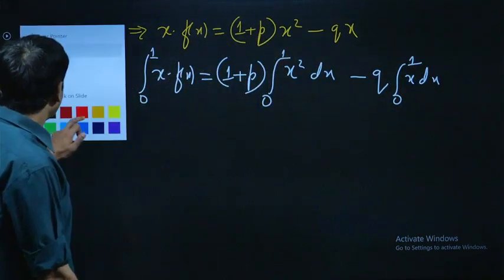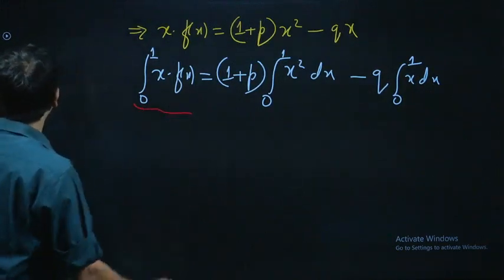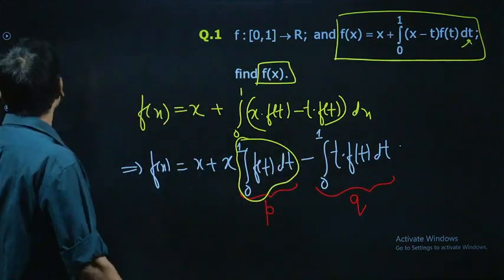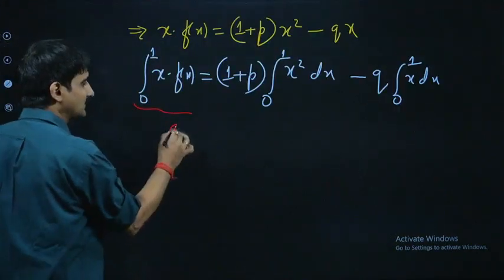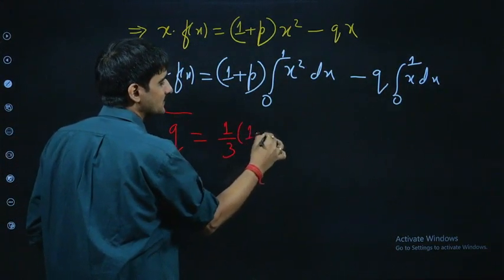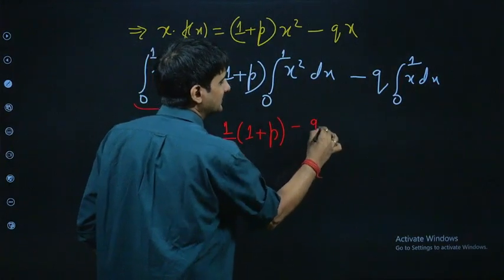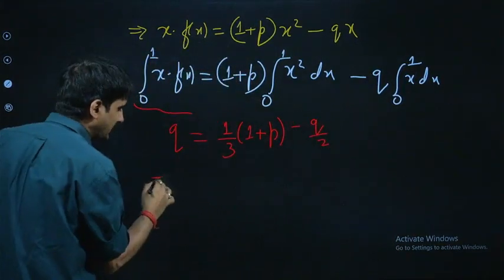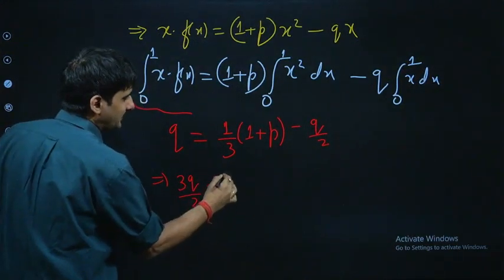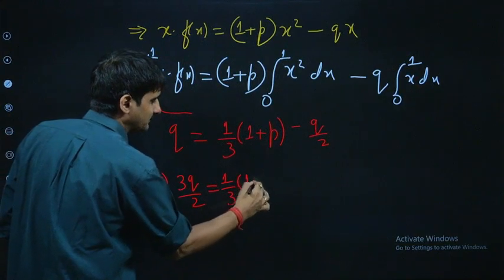Now what? So again, how much is this? We will go back and look for q. q is what? Integral from 0 to 1 of t times f(t). So that's our q here. So q is equal to 1 by 3 times (1 plus p) minus q by 2. Take it that side. So 3q by 2 is equal to 1 by 3 times (1 plus p).